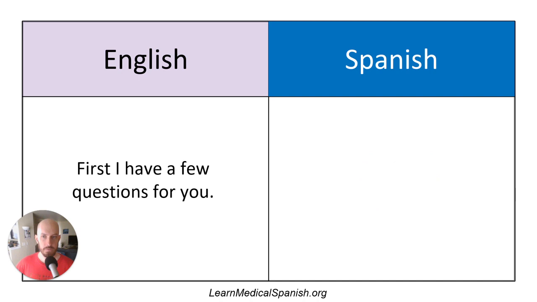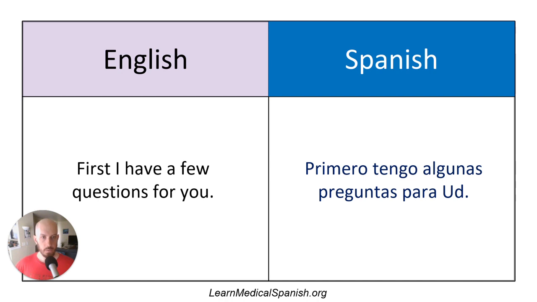All right, so here's the first phrase. First, I have a few questions for you. So think about how to say that in Spanish. First, I have a few questions for you. Primero, tengo algunas preguntas para usted. Primero, tengo algunas preguntas para usted.